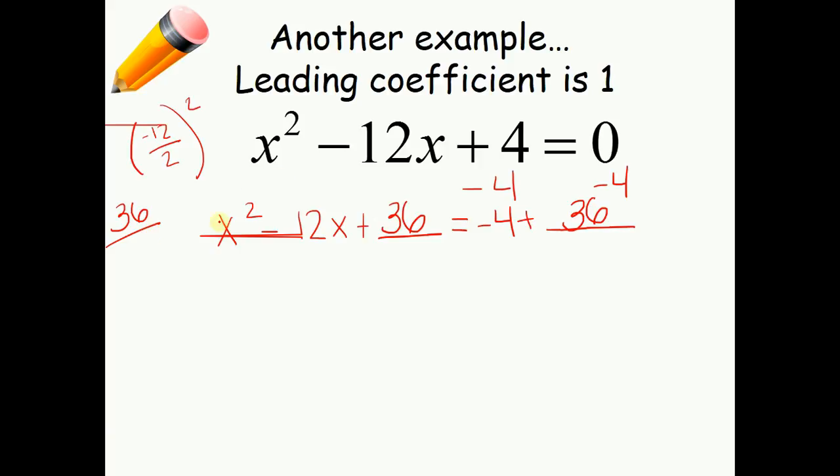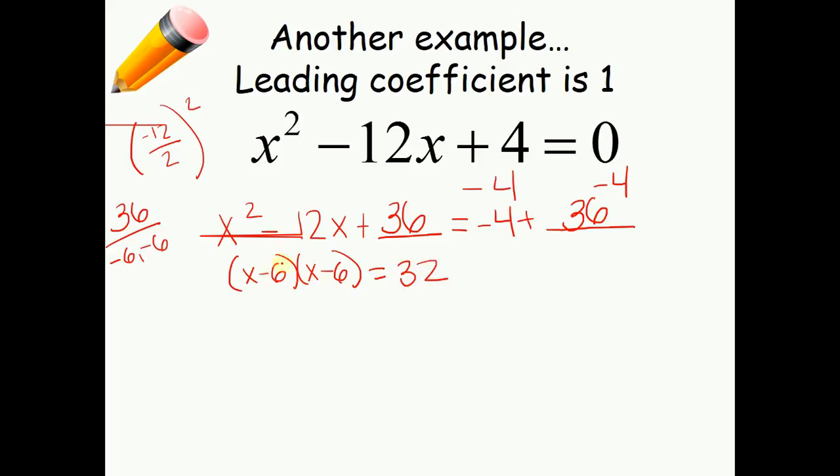Negative 6 and negative 6. That'll give me negative 12, won't it? And if I multiply, that gives me positive. So I can rewrite x minus 6 equals 32, it looks like, on that side.